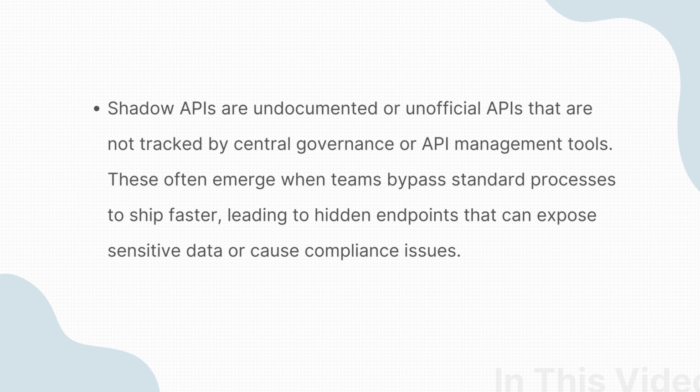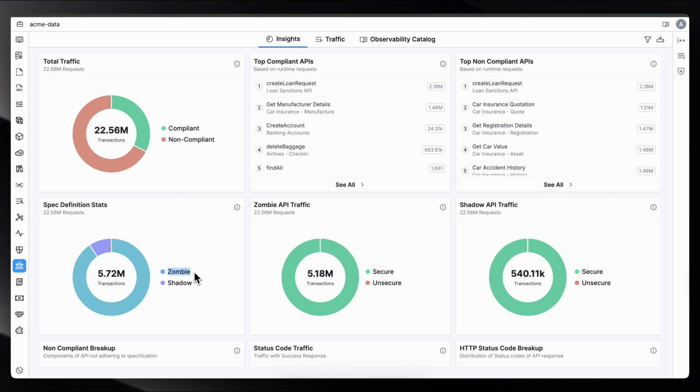While shadow APIs are undocumented or unofficial APIs that are not tracked by any central governance management tools like APIwiz, these often emerge when teams bypass standard processes to ship faster, leading to hidden endpoints that can expose sensitive data or cause compliance issues. In case of a zombie API, there might be an API design attached to it, but it's no longer maintained. In case of a shadow API, there's no API specification to compare compliance against.